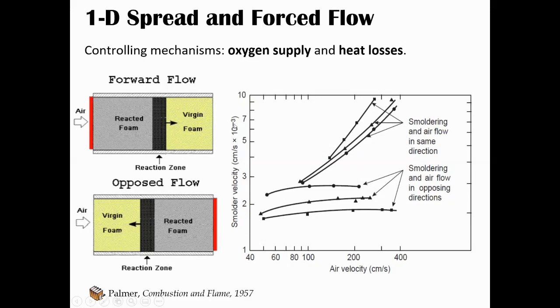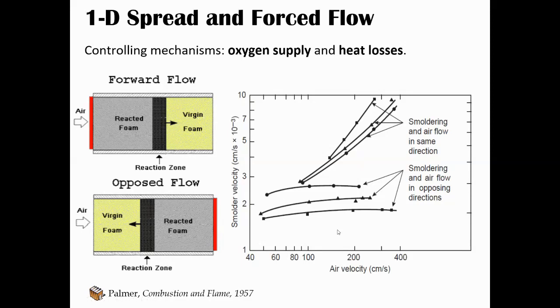And what we say is that the effect of the airflow on the spread rate is a very strong relationship. It is in a log scale, so it's a very exponential relationship. We can increase the speed of the smoldering tremendously by blowing air on it if it's in forward flow. Whereas in opposed flow, the relationship between spread rate and airflow is weak and actually almost flat. And the reason for this is that the arrival of air brings two things.